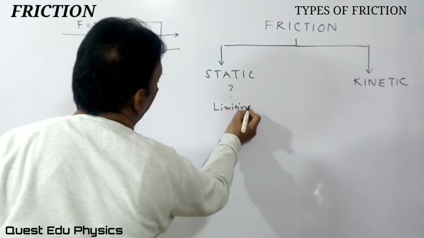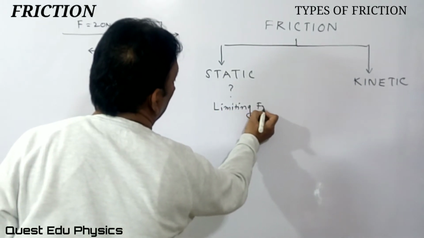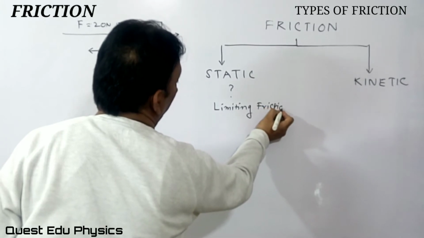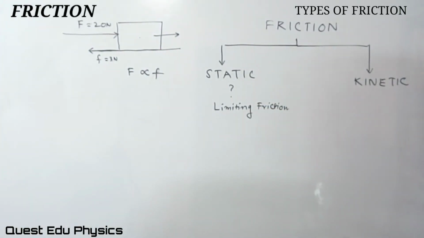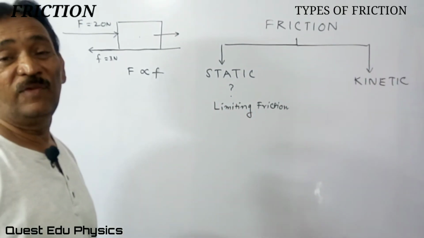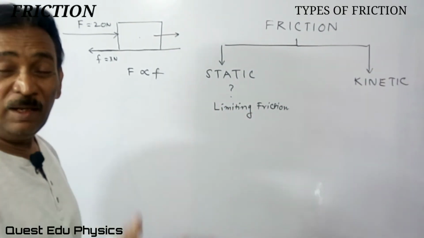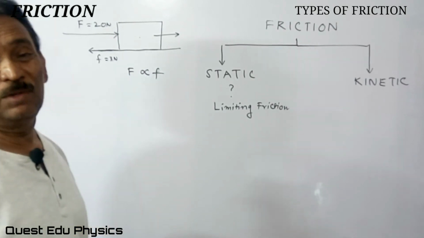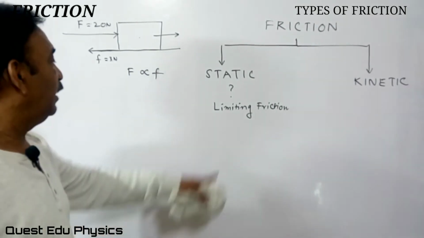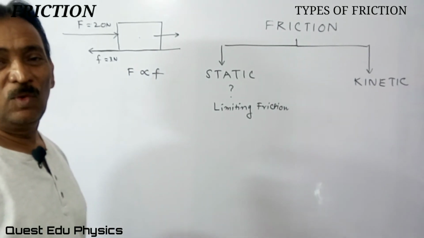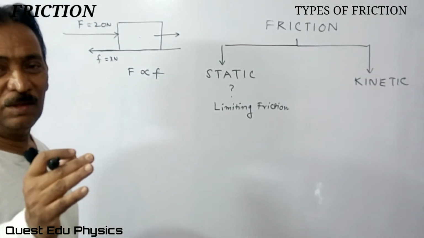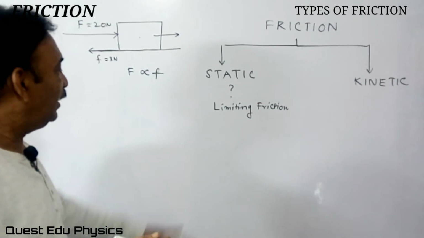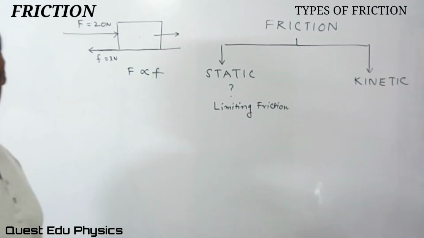Okay, students, limiting friction is a particular force, a certain amount of force. After that, the body moves over the surface. That means the body undergoes motion. Understanding me? Till the limiting friction, the body doesn't move. Then after, it tends to move. That one is known as the limiting friction.